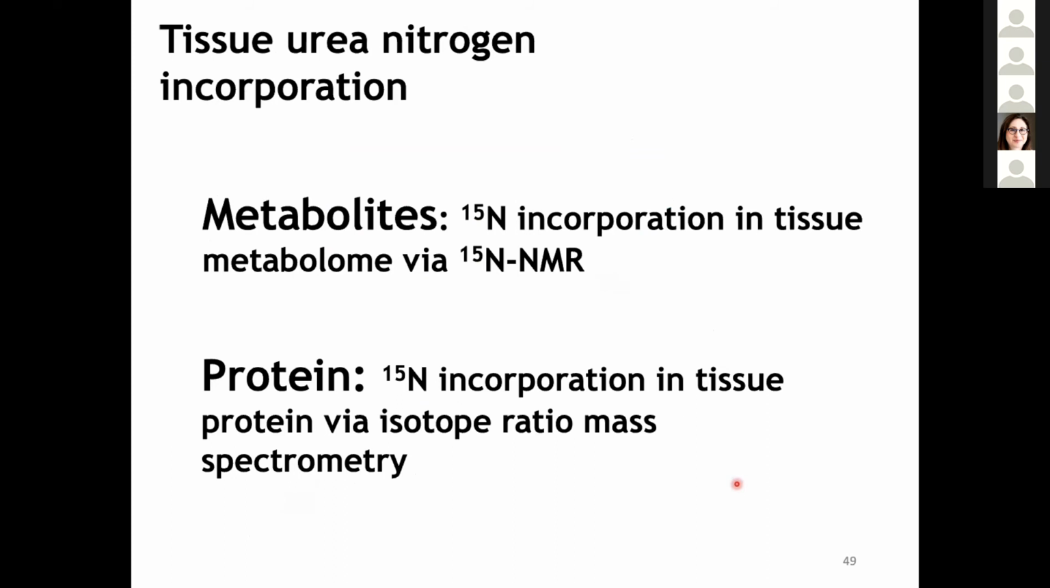So first, we're measuring urea nitrogen incorporation into the small molecules, or metabolites, of different tissues of the squirrel using N15-specific NMR. And then second, we're measuring urea nitrogen incorporation into the protein contents of different tissues of the squirrel using a technique called isotope ratio mass spectrometry. So increases in the N15 incorporation in either of these molecules are indicative of urea nitrogen incorporation. We're currently in the process of analyzing the metabolomic data, so for today, I'll just talk about the protein data.